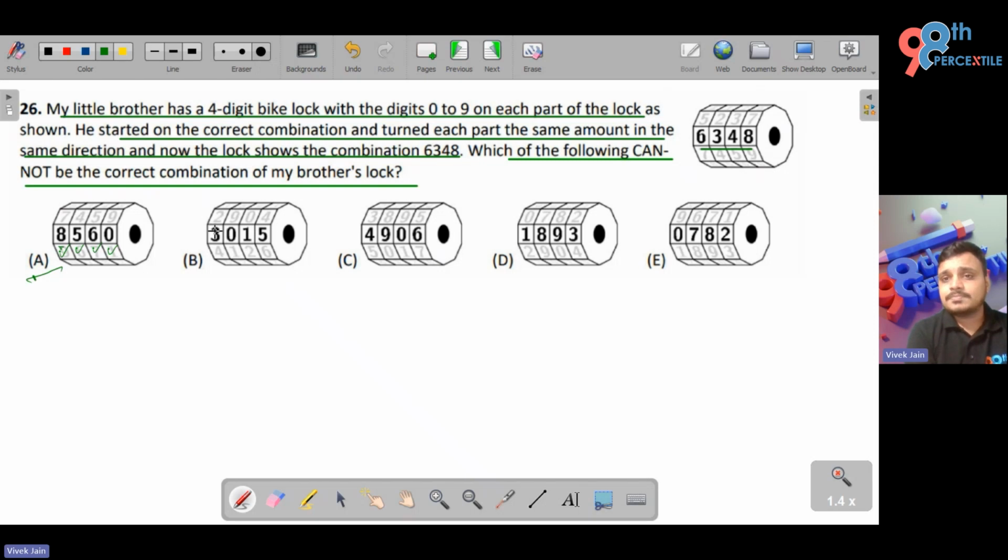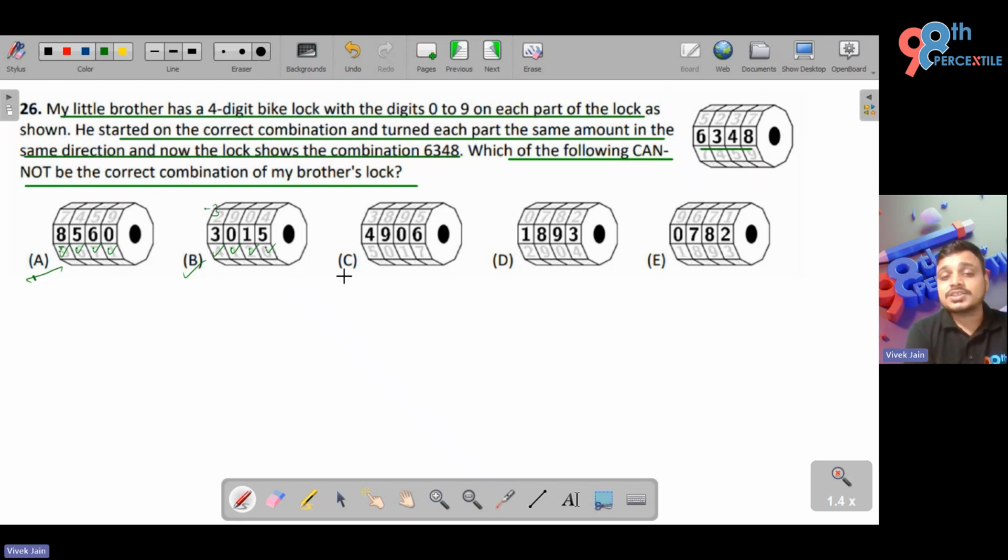Now let's take a look at option B. What has happened is 6 has reduced to 3. So that means it has been moved in the backwards direction, right? So all the other 3 numbers should also be rotated backwards. 6 and 3 have a difference of 3, so obviously everything should have minus 3. 3 subtracted by 3 gives me 0. That is correct. Now 4 minus 3 makes it 1, which is correct as well. And 8 minus 3 makes it 5. Again, that's correct. So that makes option B a possible option as well.